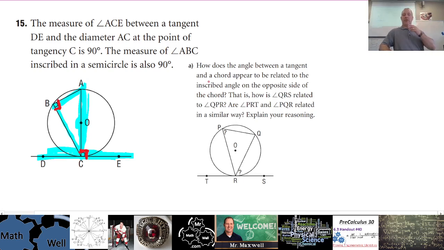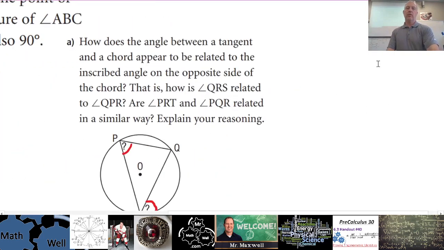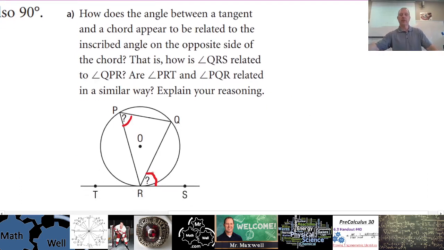So they're setting that up for you, noticing that relationship. Part A says, how does the angle between a tangent and a chord appear to be related to the inscribed angle on the opposite side of the chord? They've highlighted this with the question mark there. They also reworded this for us: how is angle QRS, this one down here, related to QPR, this one up here? Are PRT and PQR related in a similar way? Okay, let's focus on one at a time.